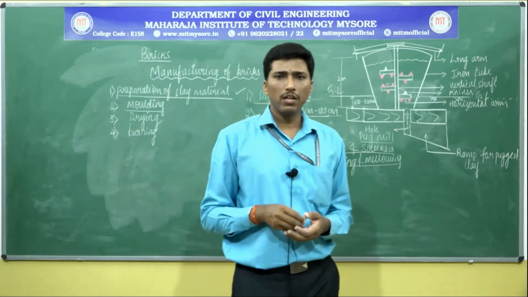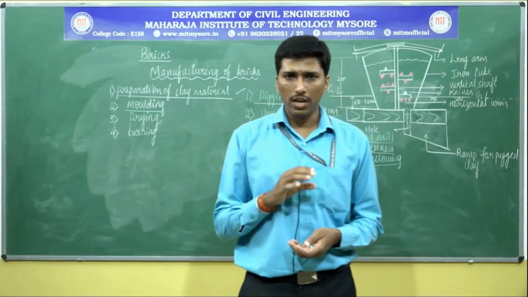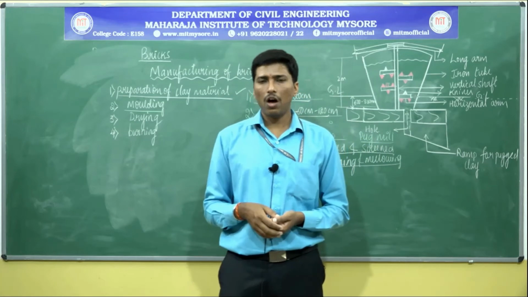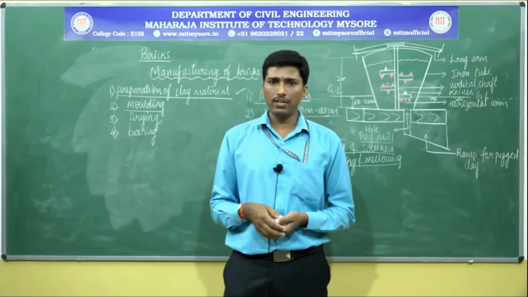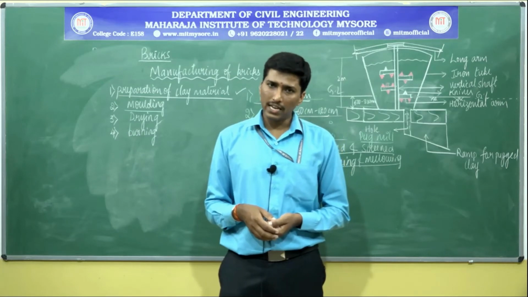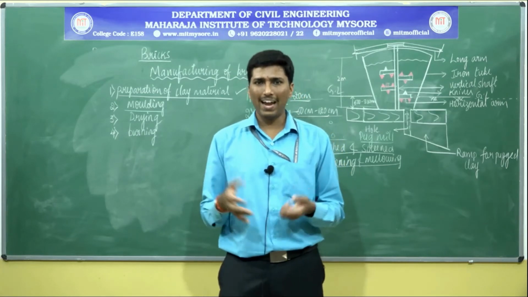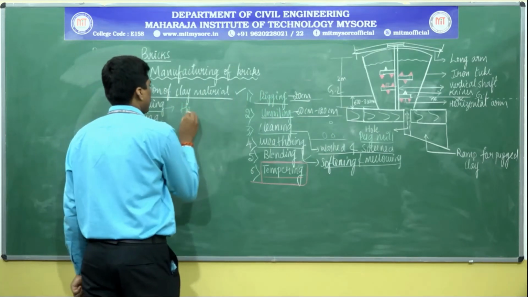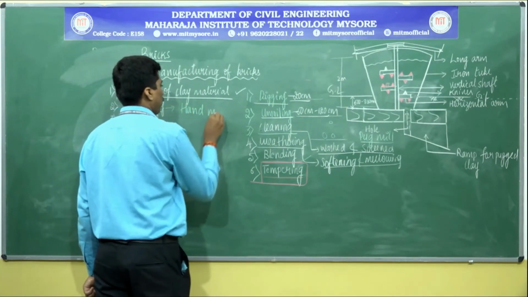Next, moving on to the next part, we call it moulding. What is meant by moulding? Moulding refers to creating a material into a desired shape and size. How is it done? There are different types of moulding. If it is done manually by hand, we call it hand moulding.